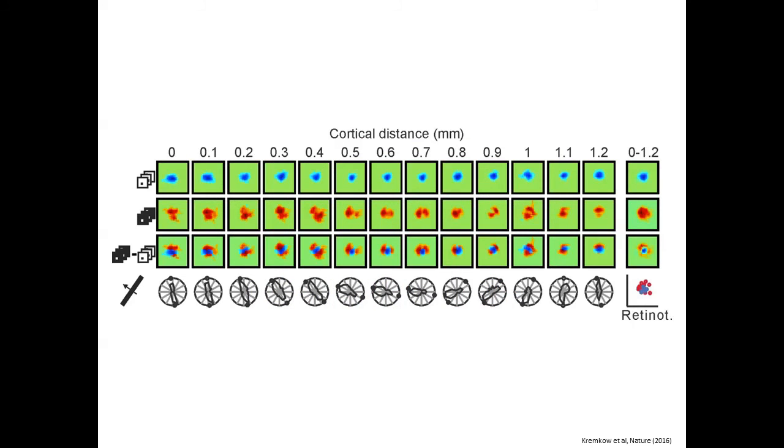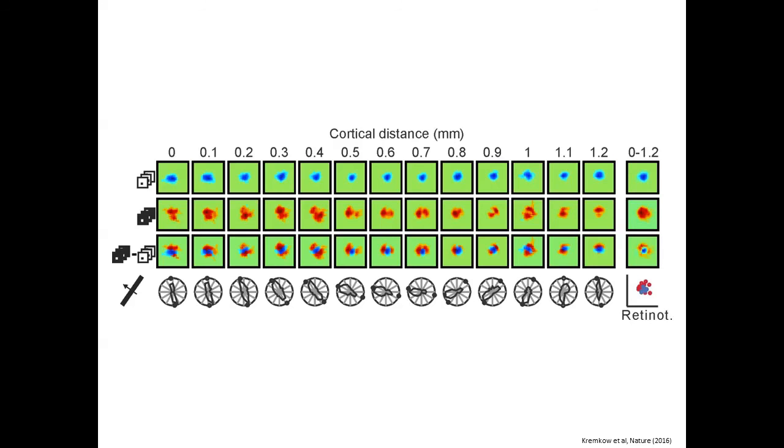Kremkow et al. also showed that the map of visual space is dark-centric. That is, the map is more precise for darks than lights, and darks frequently act as anchors of a spatial position. In this figure, each square frame illustrates visual space represented by a cortical point measured with darks, shown in blue at the top row, lights, shown in red at the middle row, and light-dark differences, shown in red and blue at the bottom row.